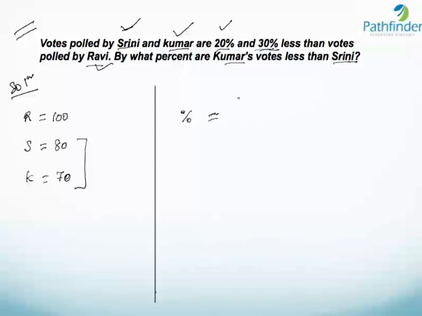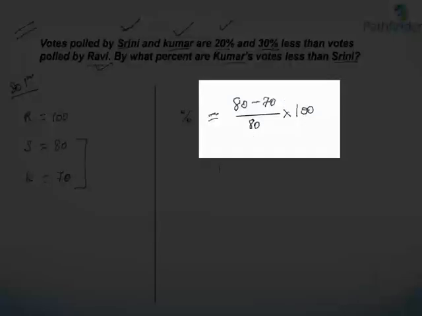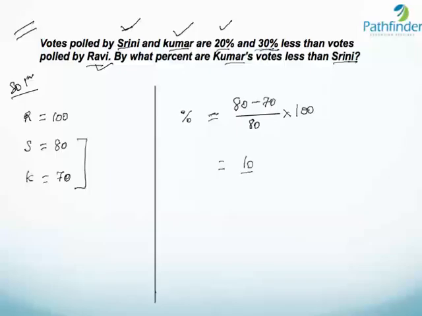So, the numerator must be the difference of Kumar's and Srini's votes, that is 80 minus 70. And in the denominator, because I want to compare Kumar's votes with Srini's votes, the denominator must be the number of votes polled by Srini, and multiplied by 100. So 80 minus 70 upon 80 into 100 will give us 10 upon 80 multiplied by 100, which is nothing but 12.5%.